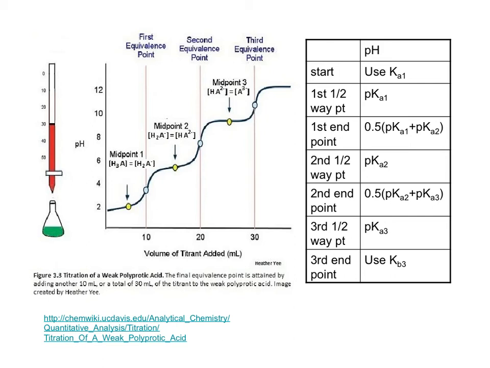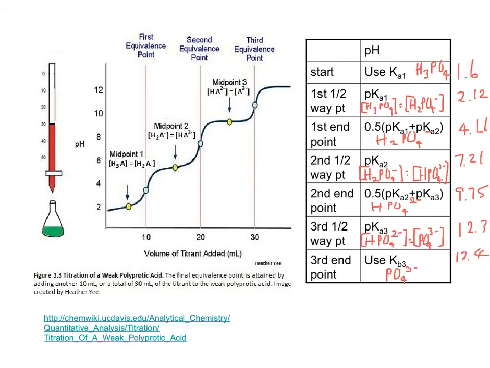For phosphoric acid, here are the answers. Coca-Cola has a pH of 2.5. This pH is in between the first halfway point and the first endpoint. So Coca-Cola will contain a little bit more H2PO4- and a little bit less H3PO4. Is Coca-Cola a buffer?